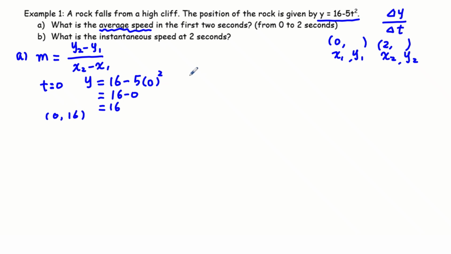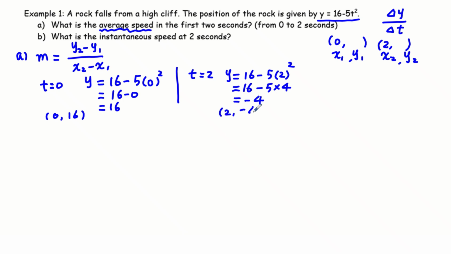Then the second point is t equals 2. Then y equals 16 minus 5 times 2 squared. Do the exponent first, that is 4. So 16 minus 5 times 4. Then do the calculation. The multiplication first, minus 20, it will give you negative 4. So this is our second point.